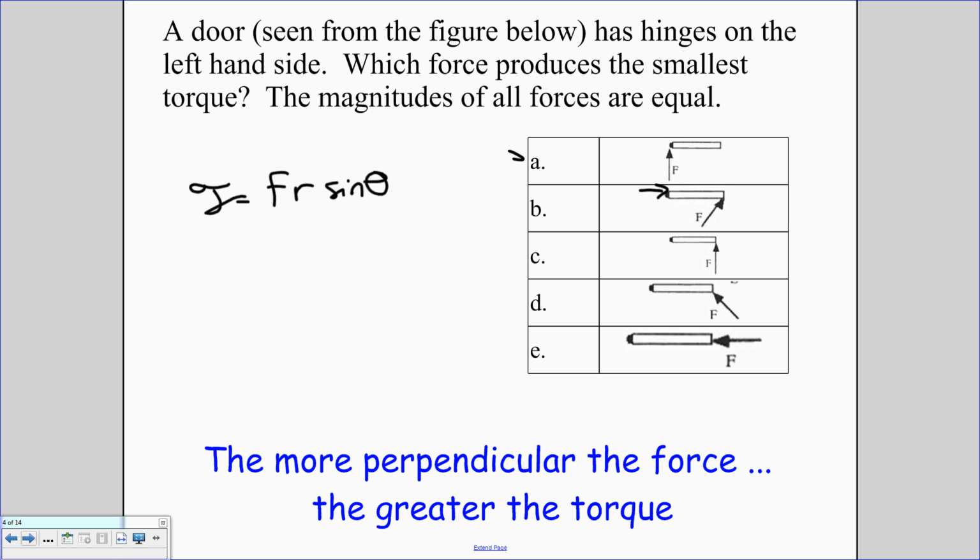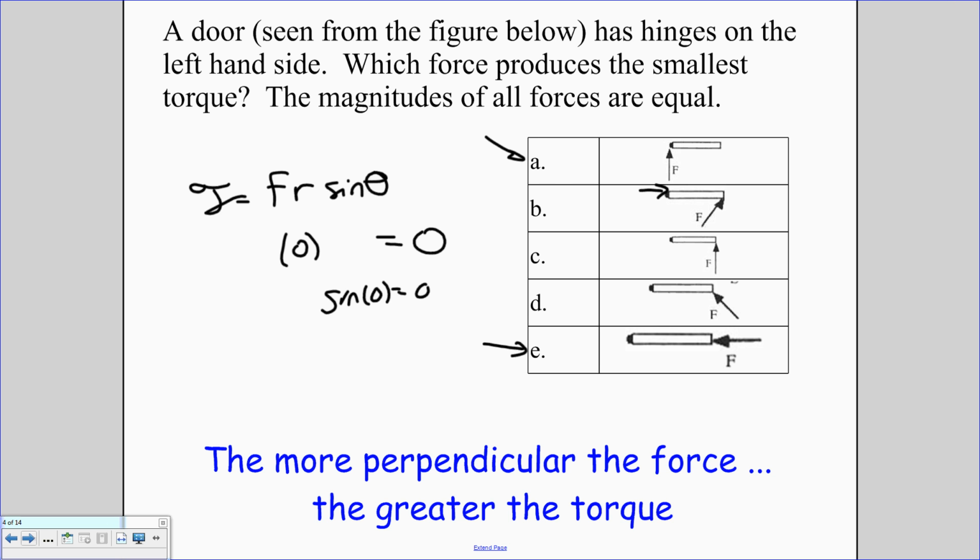If I look at A here, the force is right at the hinges, which means my R would be equal to 0, which means my torque is equal to 0. So that's smallest. Is there anything else down here that's small? Well, E is also small because sine of 0 is 0.